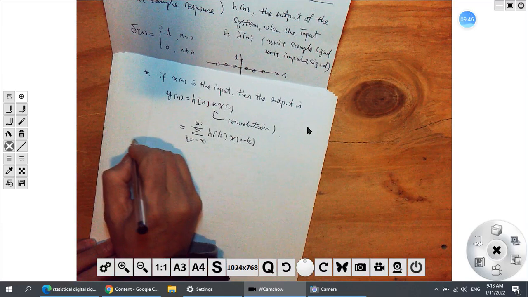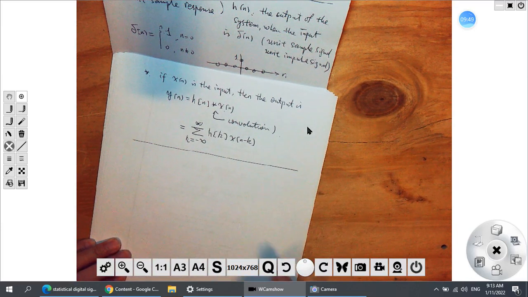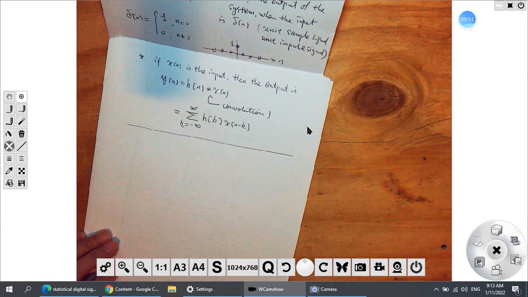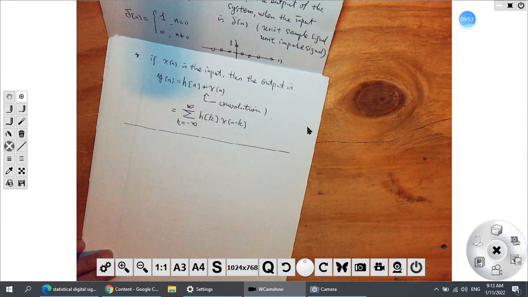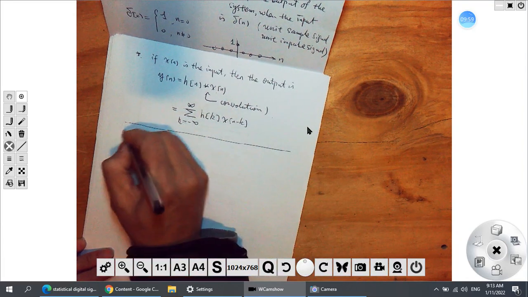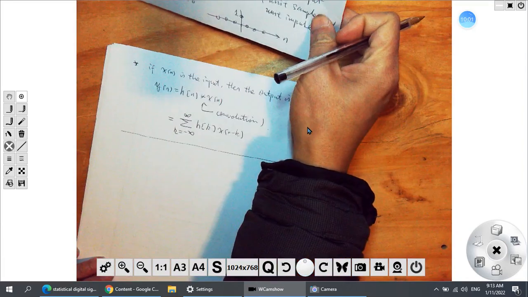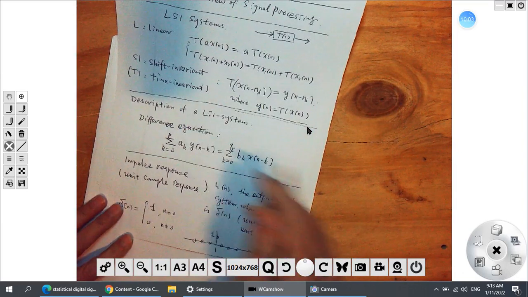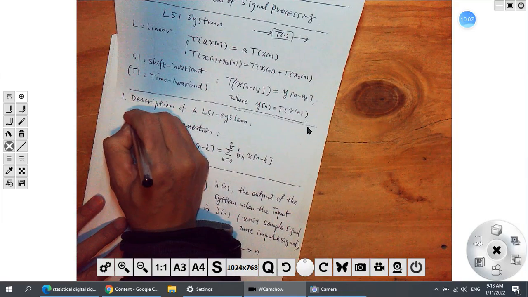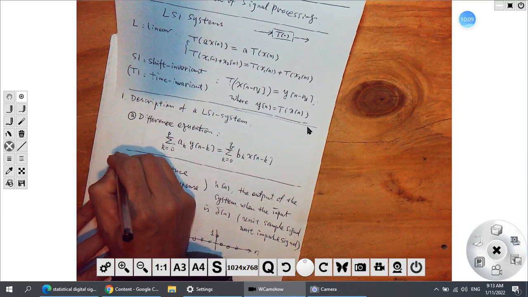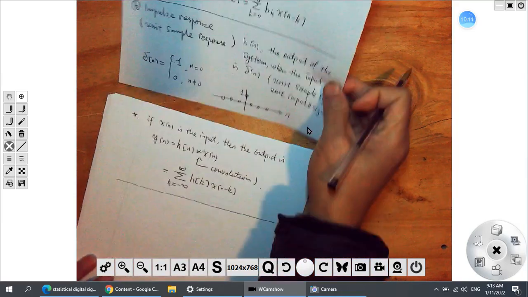Okay, this is one thing. And you should know how to calculate this convolution, right? Then we consider the second thing, the impulse response. This is 1, this is A, this is B. Now we have C.